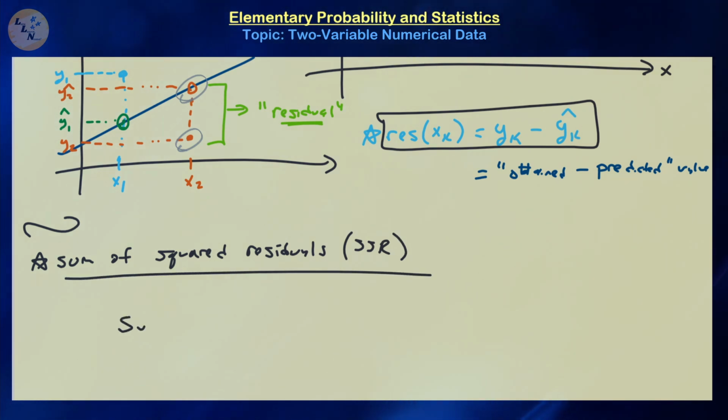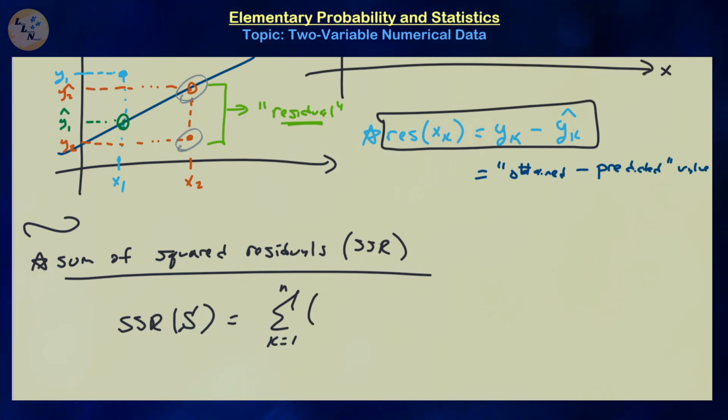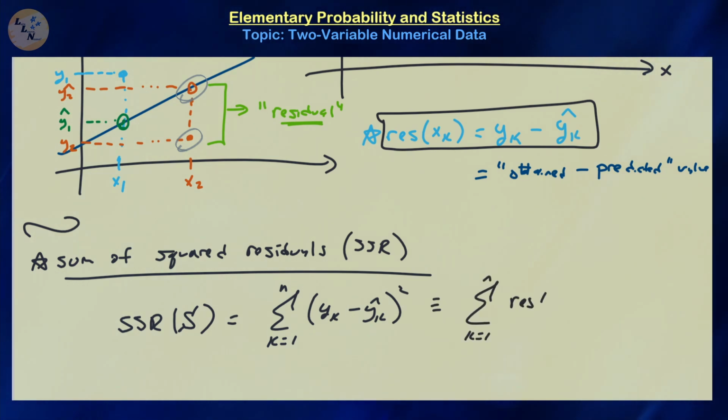So the sum of squared residuals for a particular data set S, and let's assume it's a sample, is just going to be equal to the sum of all of the residuals squared. So yk minus yk hat, squared. Or we could just rewrite this as the sum from k equals 1 to n of the residuals squared.